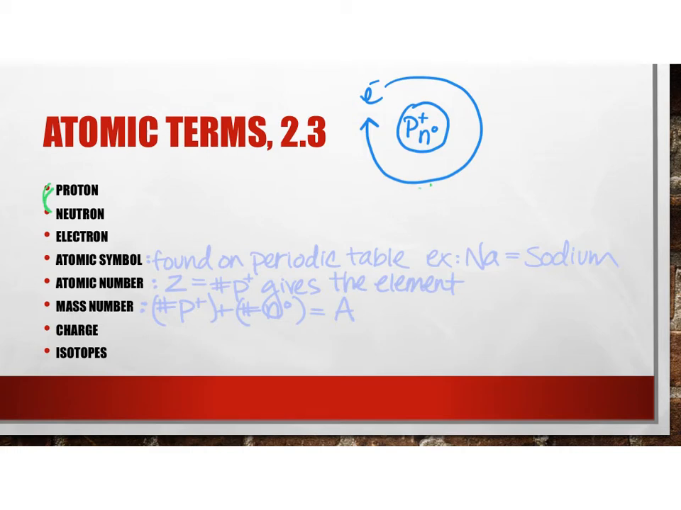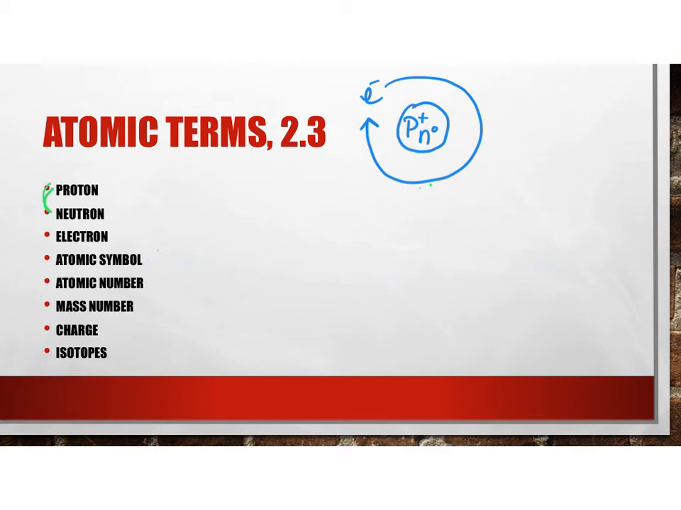All right, the charge, let me just erase some of this so it's out of our way. So the charge on an atom is equal to the number of protons minus the number of electrons. So that will give you the charge. I'll give you another example on the next page.